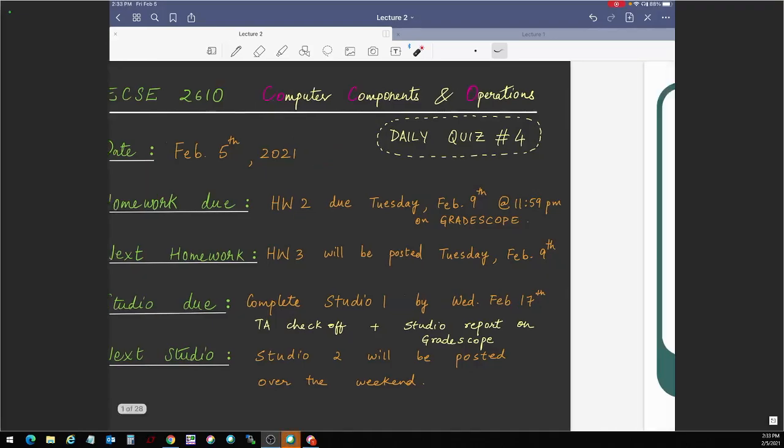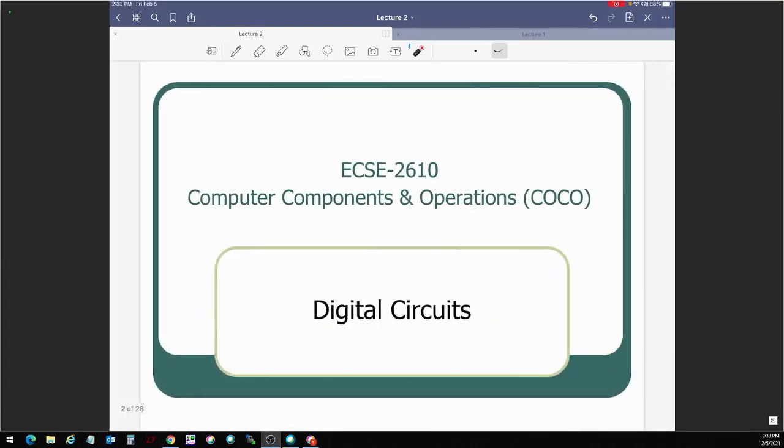Okay, let's move on. So we are talking about digital circuits here, and the goal is to be able to look at logic gates down to the transistor level, right? So how do you implement logic functions using CMOS transistors? That's the goal of today's lecture.